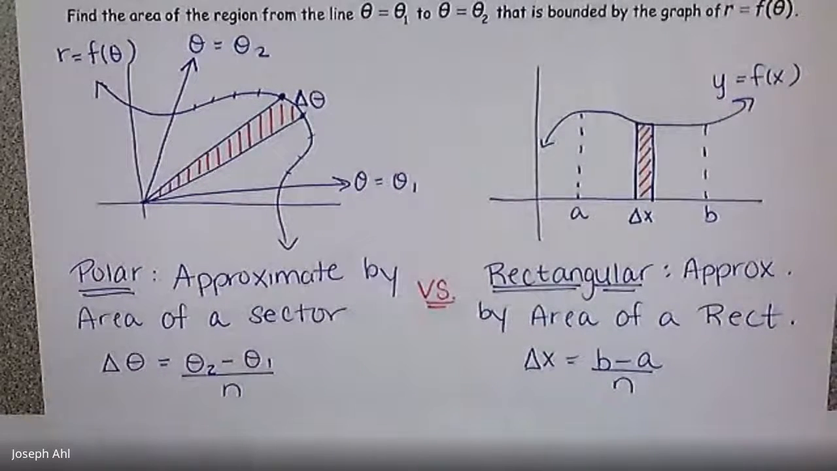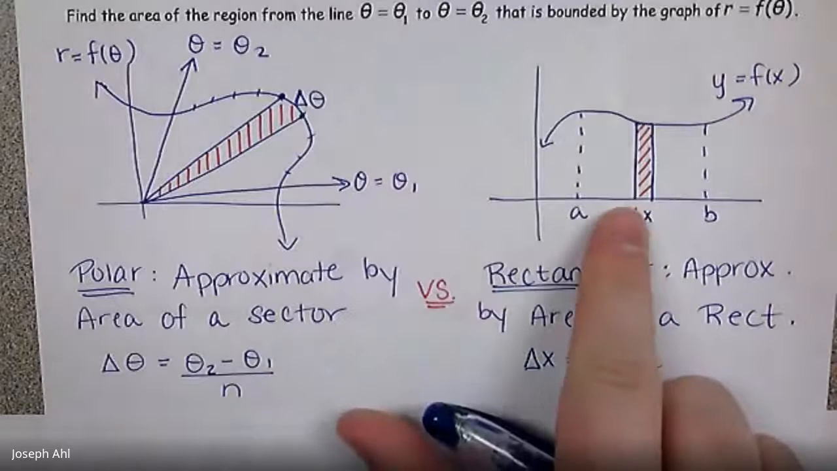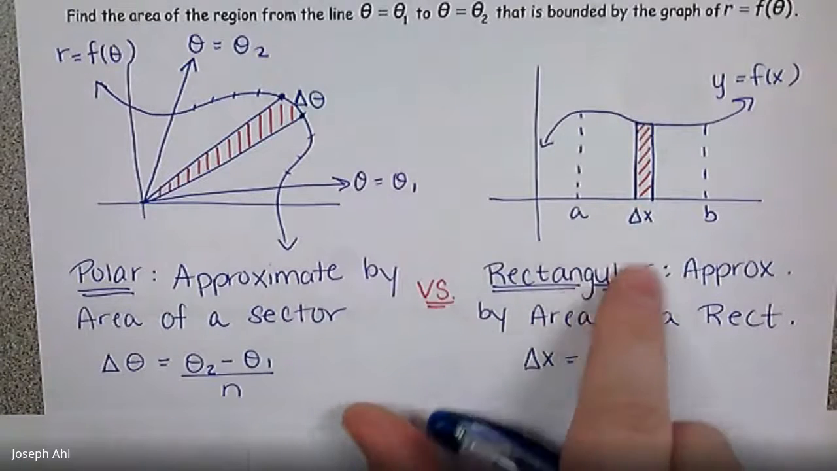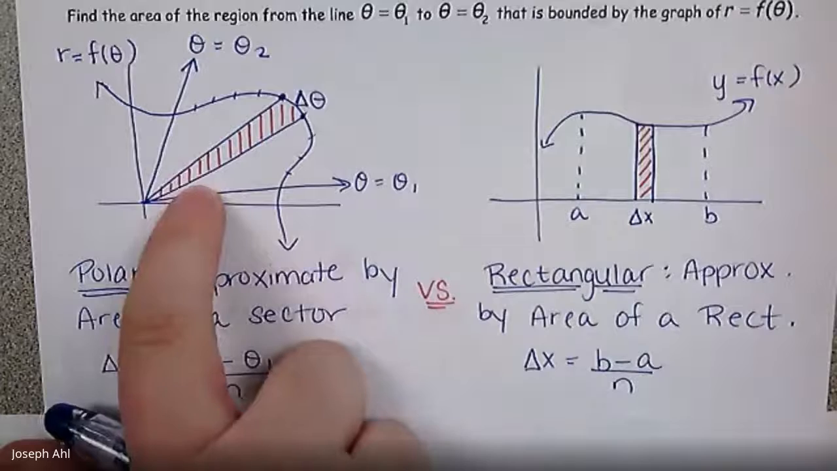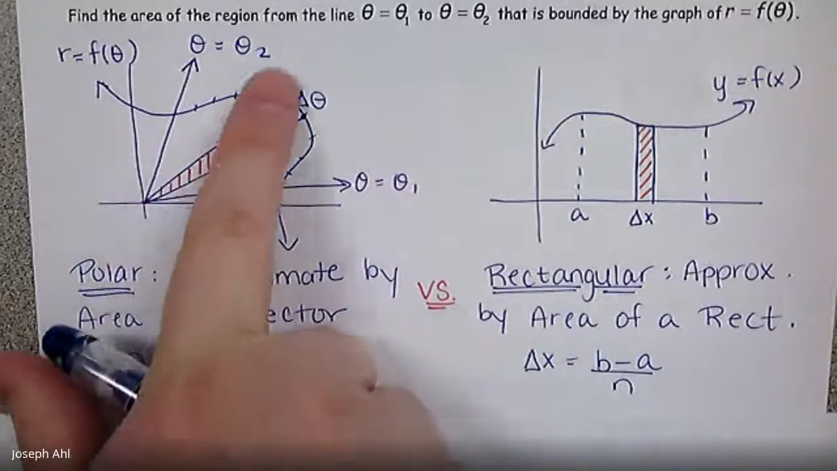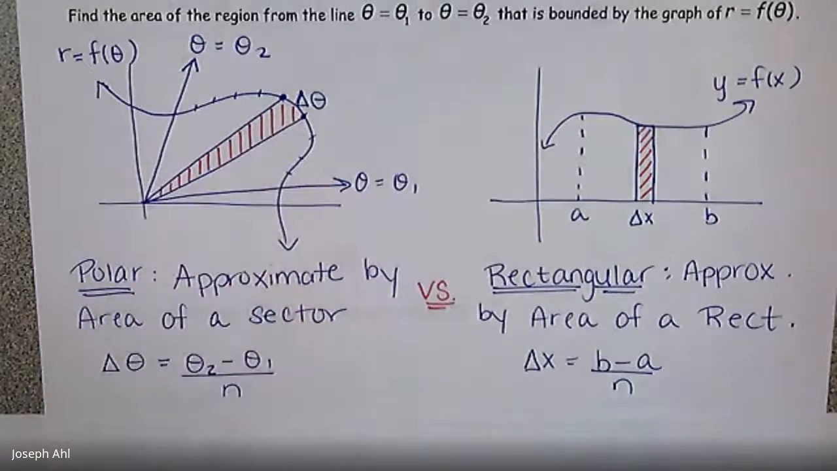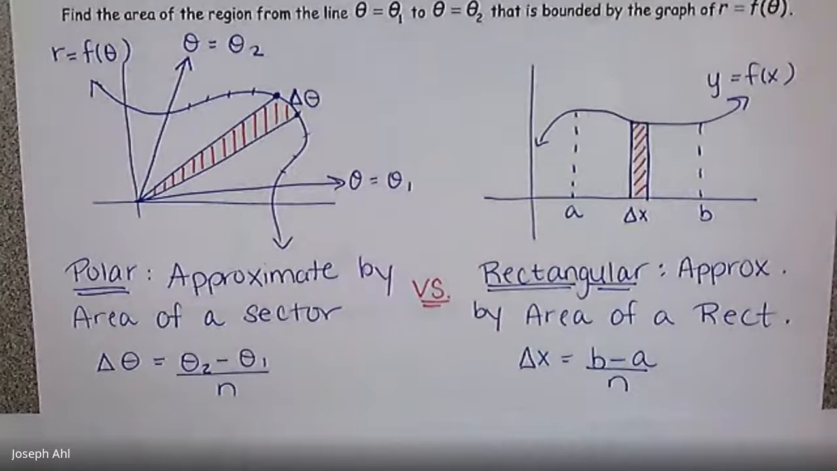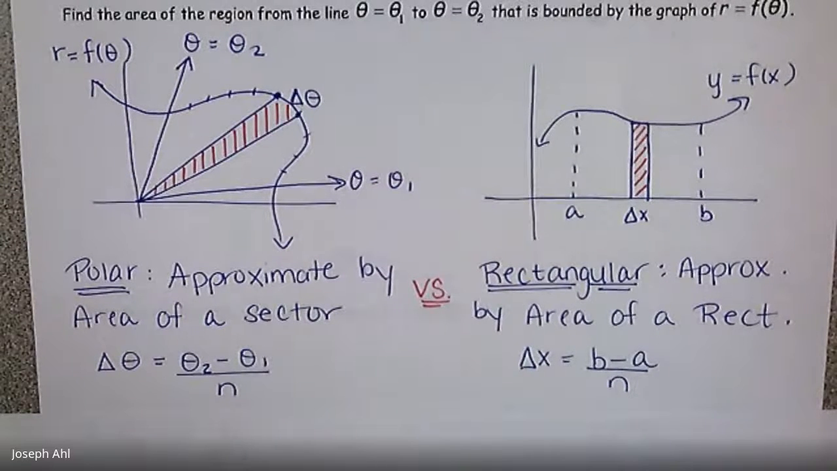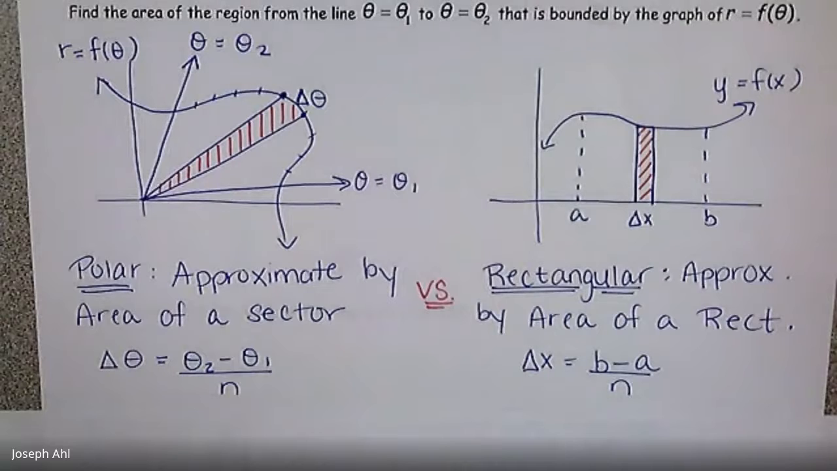So just to get a quick visual difference between what we were doing in rectangular form with rectangles, versus polar form, where now we're breaking this up into different sectors. We're going to have to recall what the area of a sector is in order to eventually sum up the area of all of those sectors. And eventually, of course, this will turn into a definite integral.